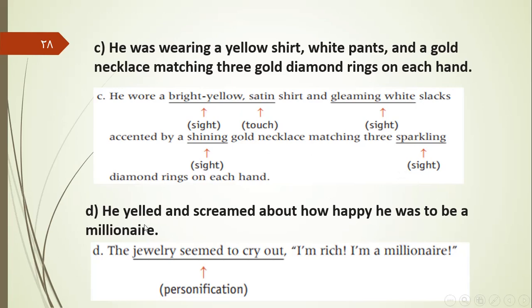Detail number 4: he yelled and screamed about how happy he was to be a millionaire. It could be descriptive by adding these words: The jewelry seemed to cry out, I'm rich, I'm a millionaire. Here, this is personification, because who cries out? The human being, not the jewelry. So this is personification of figurative language.